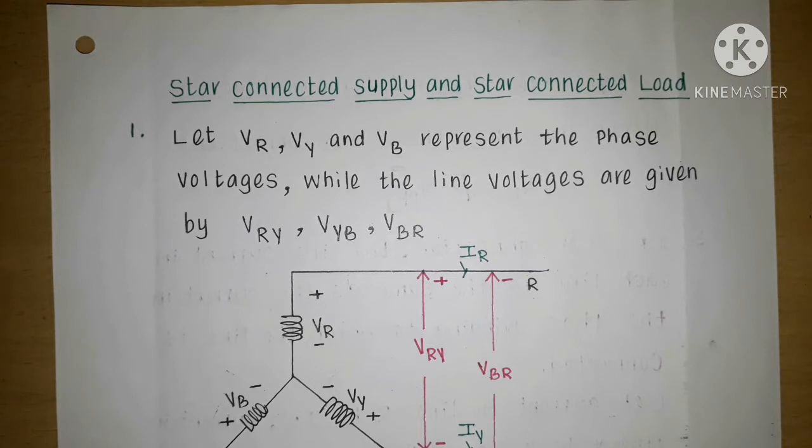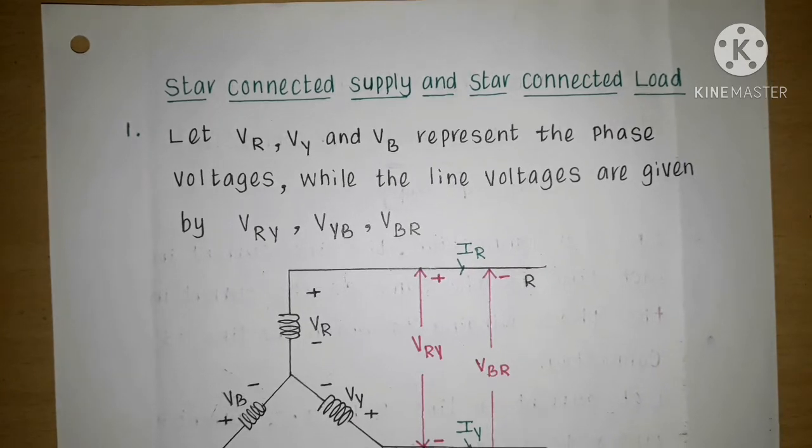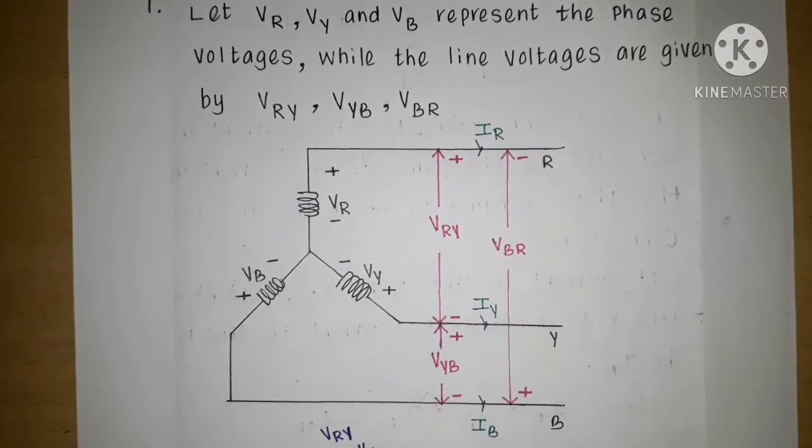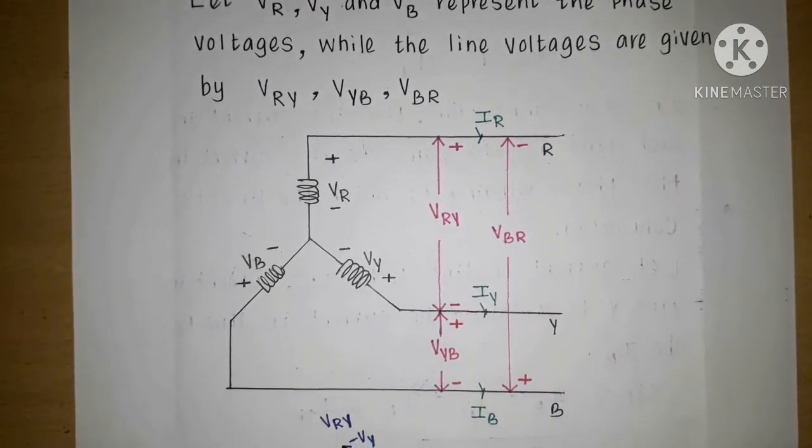Star connected supply and star connected load. Let VR, VY and VB represent the phase voltages, while the line voltages are given by VRY, VYB and VBR. If we draw the diagram for these phase voltages and line voltages, the diagram looks like this.